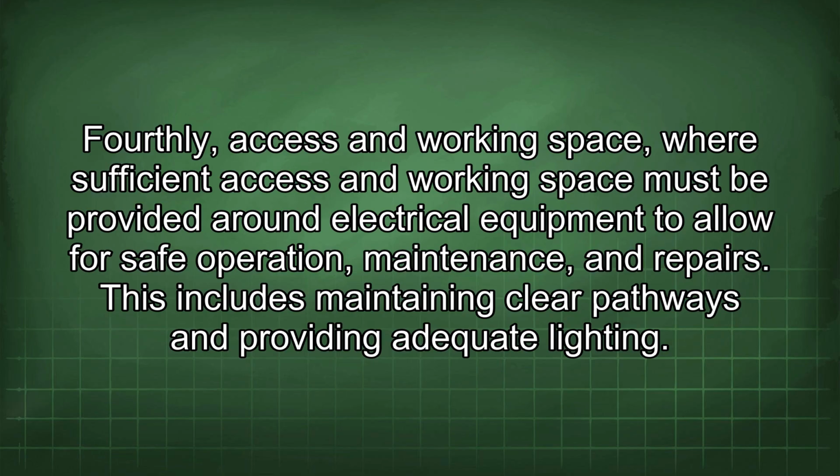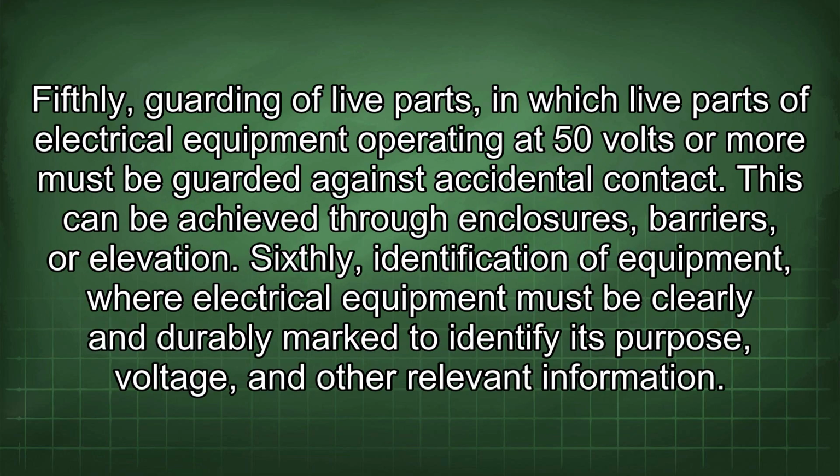Fourthly, access and working space, where sufficient access and working space must be provided around electrical equipment to allow for safe operation, maintenance, and repairs. This includes maintaining clear pathways and providing adequate lighting. Fifthly, guarding of live parts, in which live parts of electrical equipment operating at 50 volts or more must be guarded against accidental contact. This can be achieved through enclosures, barriers, or elevation.